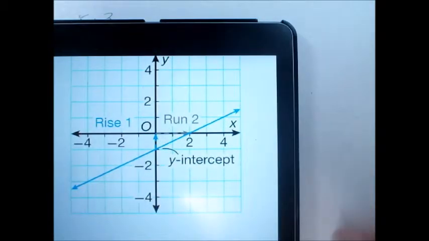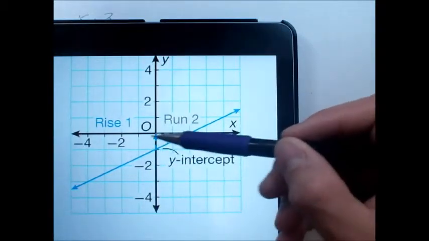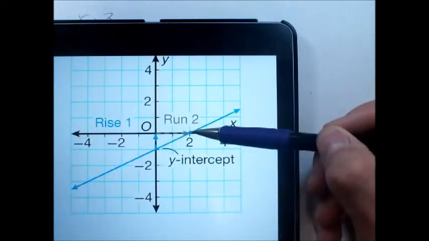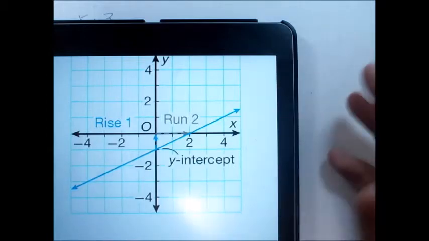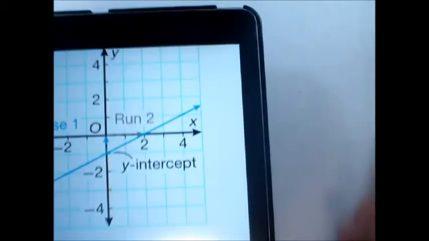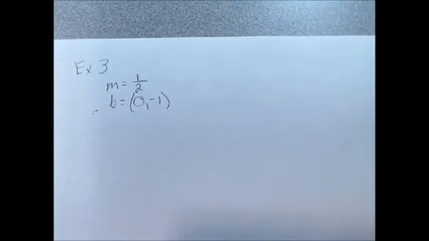Next, I need to look at my slope. Again, slope is rise over run. So I'll count 1 up, and then 1, 2 over. It's rising when I go left to right, so it's going to be a positive slope. So I just put rise over run. I rose 1 and I ran 2. So my slope is 1/2. Easy enough?